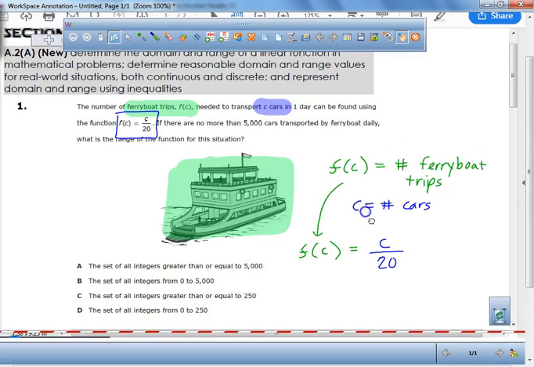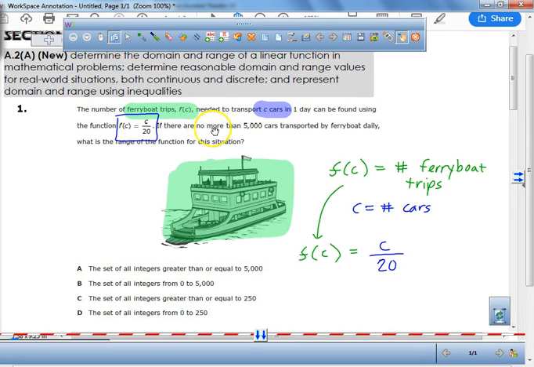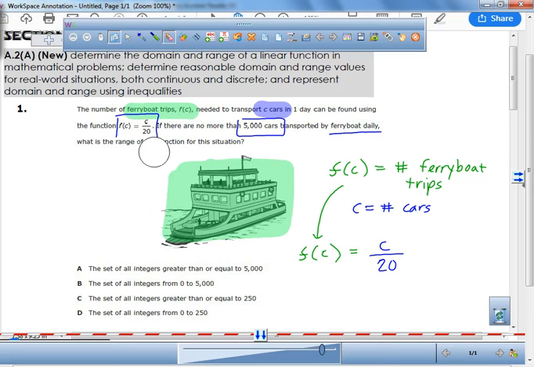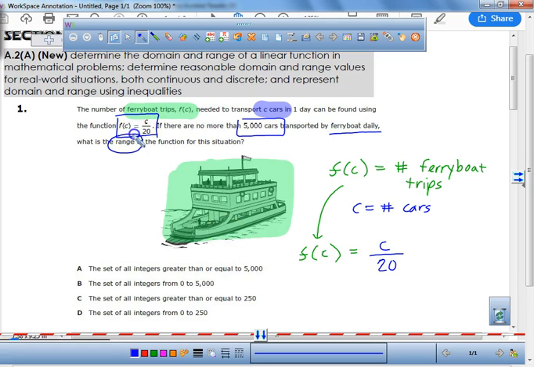It says, if there are no more than 5,000 cars transported every single day, what is the key word? It's kind of hard to see. I'll erase this part right here so you can see it. What are you looking for? Range of function for this situation. We're looking for the range. So everybody, that's pretty key. We're looking for the range.